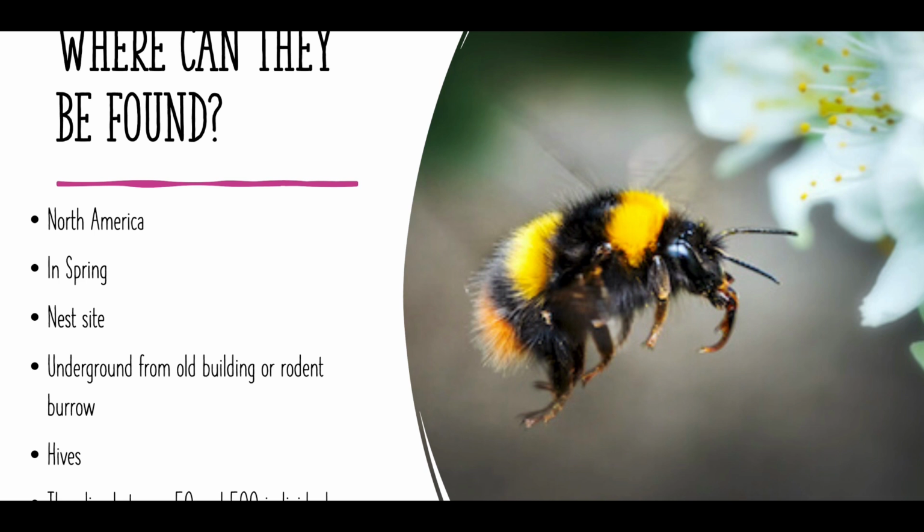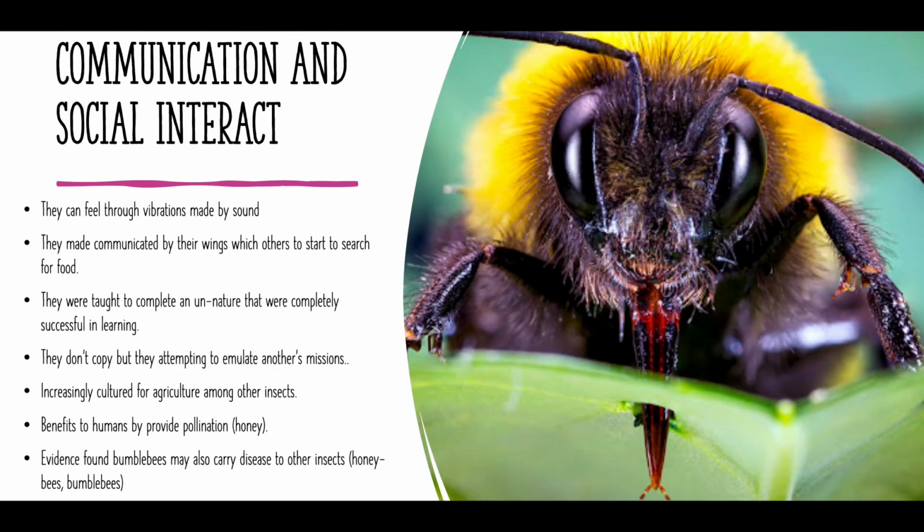Social communication. All right. So how they communicate with each other is they can feel vibrations made by sound, and they can also communicate by their wings. They don't have language and words. They just use wings to communicate with one another.